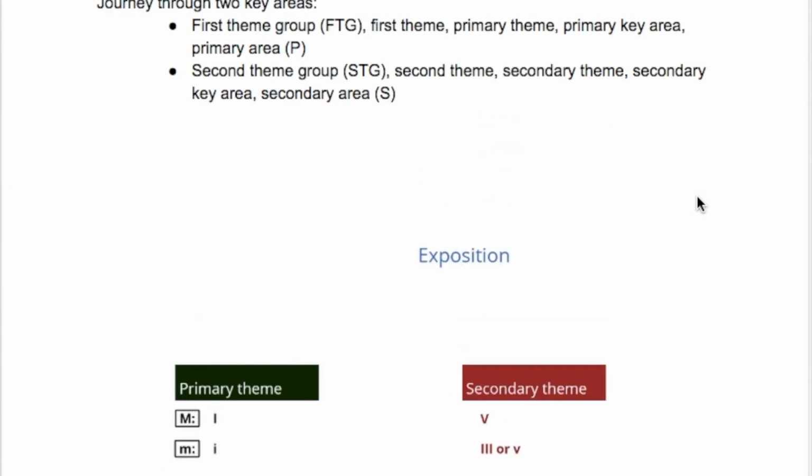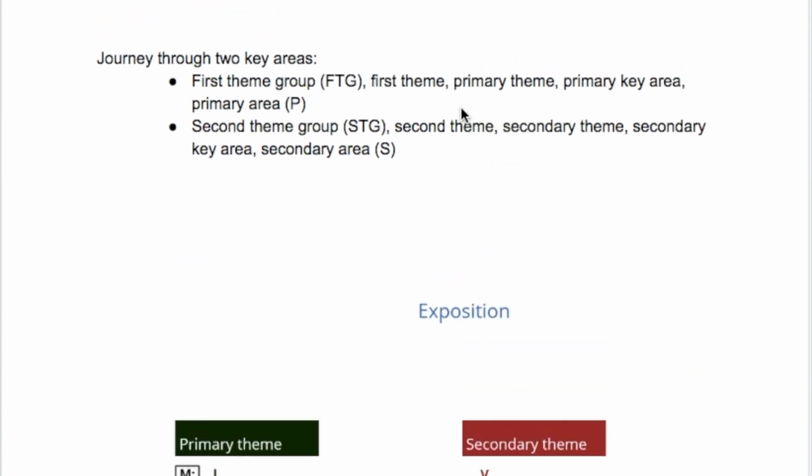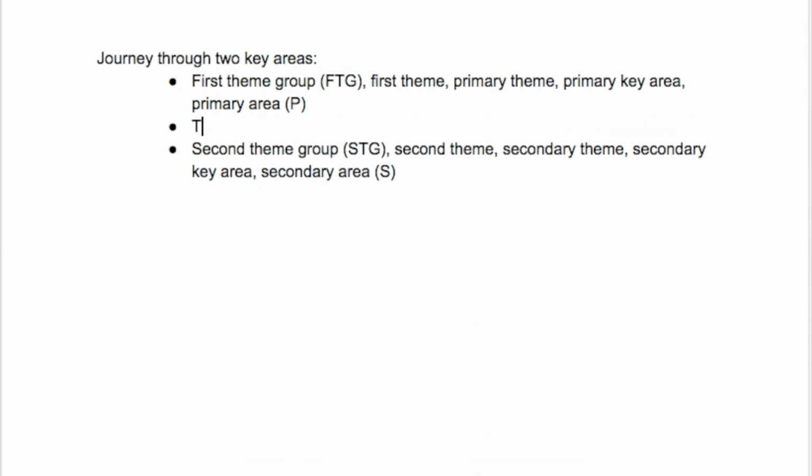Okay, so we can come back here and write two more things. So between the primary key area and the secondary key area, there's transition. And the features of the transition: modulatory, oftentimes sequential, and it will feature harmonic instability. There. Okay. And it usually goes to a strong cadence.